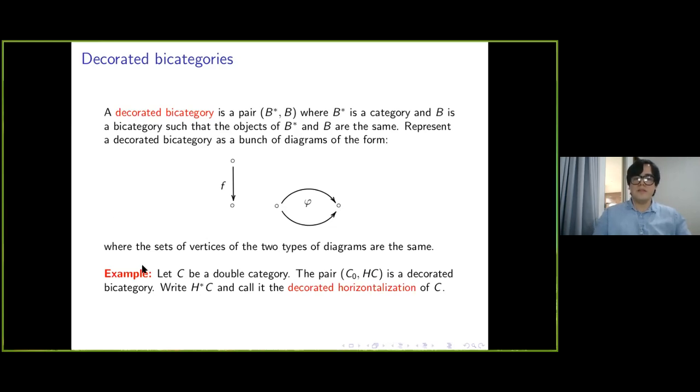So you write this as H*C. This is a nod to the horizontalization, or a horizontalization with a little bit more. It's a horizontalization that just remembers the vertical arrows and just that. We call this decorated bicategory the decorated horizontalization of the double category C.